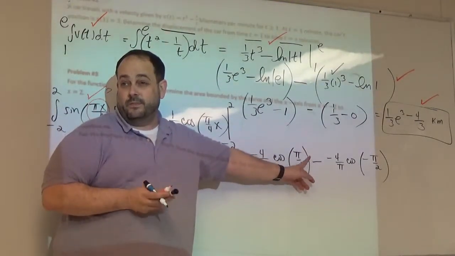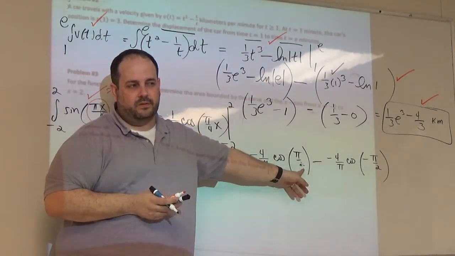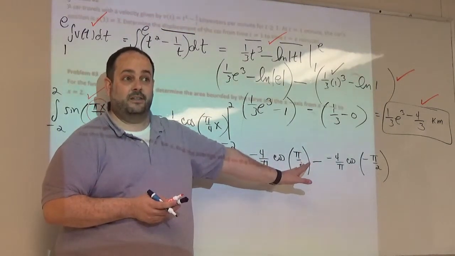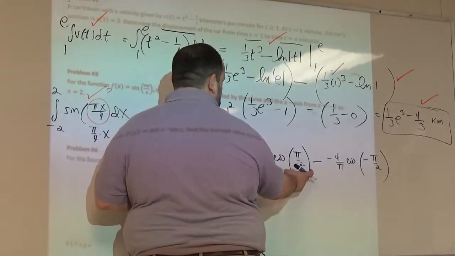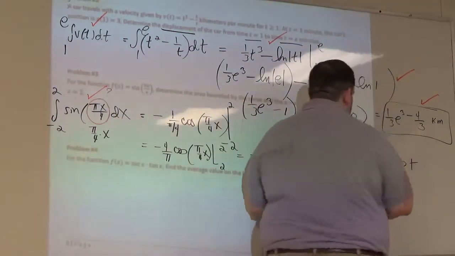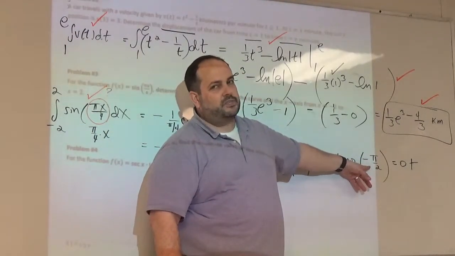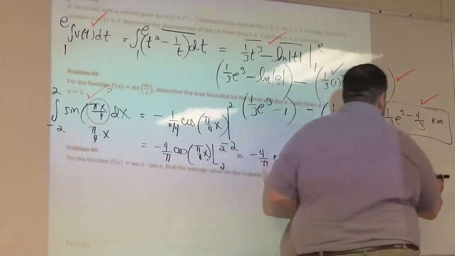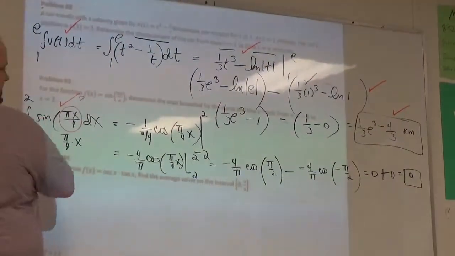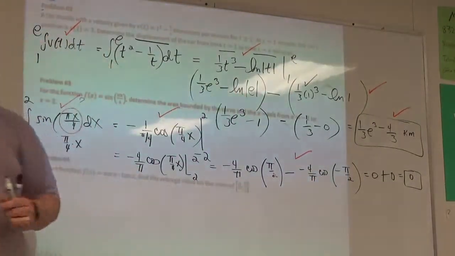Cosine of pi over 2. Think about that unit circle, cosine of pi over 2. 0. What a happy number to see. 0 times -4 over pi? 0. Minus a negative, so I've got plus cosine of negative pi over 2. Avoid the temptation to say -0. Good. Thanks for the pity laugh. 0 for sure. 1 point for the setup. At least 1 point for the integration. 1 point for the evaluation.